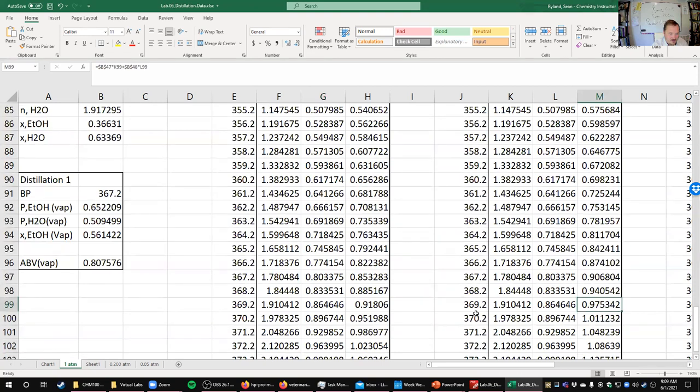If I scroll down to where we hit one, it's between 369 and 370 now, instead of being between 371 and 372, which means that's going to change our mole fraction in the vapor phase again. So doing successive distillations is the exact same calculation, just starting from a different mole fraction in your liquid phase.